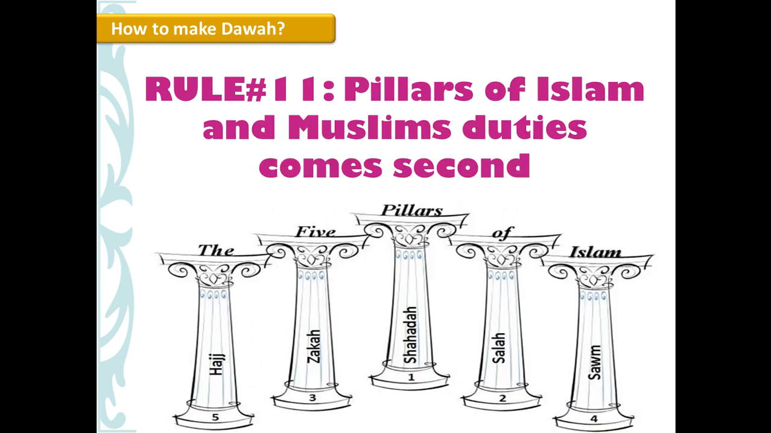Okay, rule number 11, which is pillars of Islam and Muslim duties, comes second. We don't make da'wah through explaining what the 5 pillars of Islam are, because these are duties. After having faith and after taking shahada, now this person acknowledges that there is one deity worthy of worship, which is Allah, and Muhammad is his servant and messenger, sallallahu alaihi wasallam, and then he practices Islam. So practicing Islam and Muslim duties, this is not the place to speak about them now.